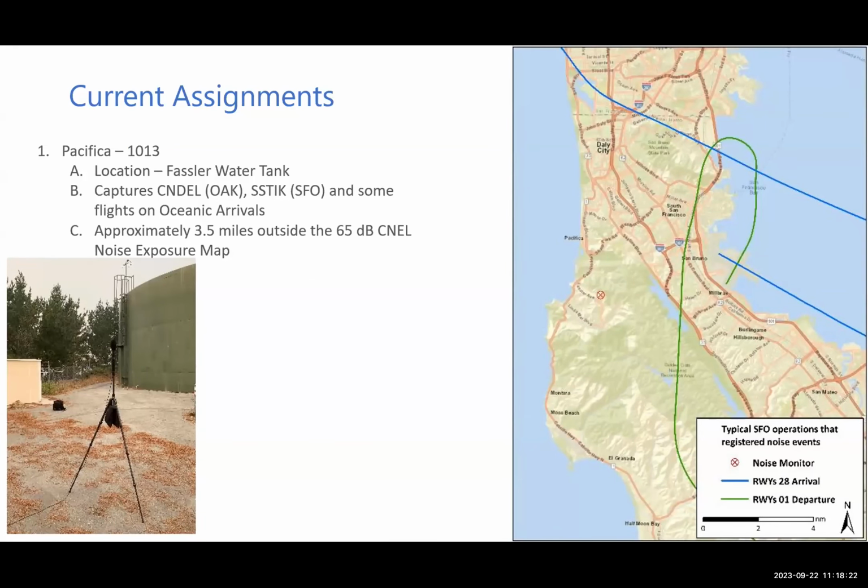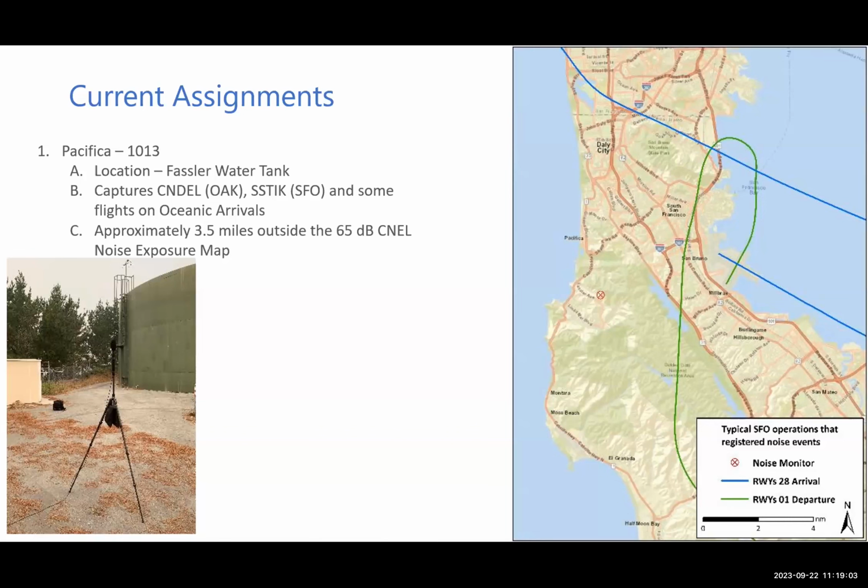Here's the first one that we had from the committee. It's up at the Fassler water tank, and it is a nice location. It's fairly quiet. It captures both the Oakland departures and the SFO departures, and also some oceanics as they come out of or into the airport. It's approximately 3.5 miles outside the 65 dB CNEL noise exposure map. And that is a good location.